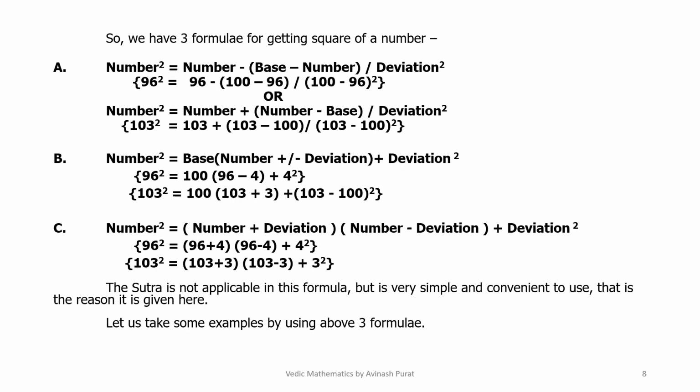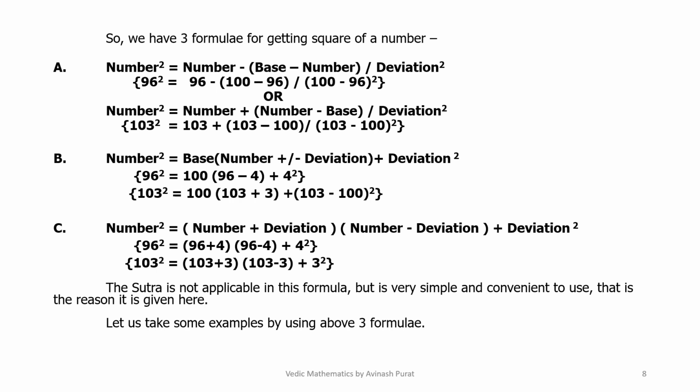B, second formula: number squared equals base multiplied by (number plus or minus deviation) plus deviation squared. So examples, 96 squared equals 100 multiplied by (96 minus 4) plus 4 squared. Another example, 103 squared equals 100 multiplied by (103 plus 3) plus (103 minus 100) squared.